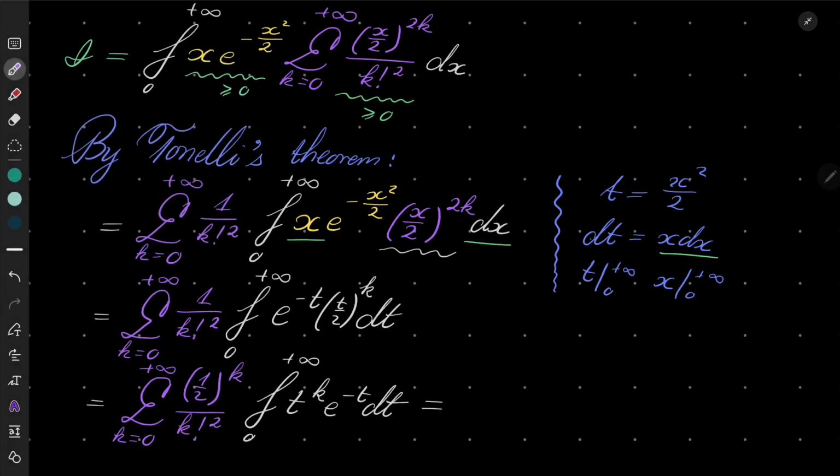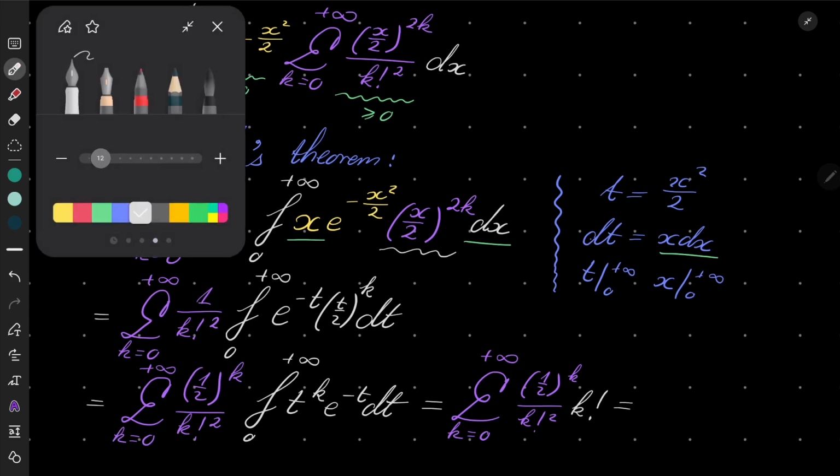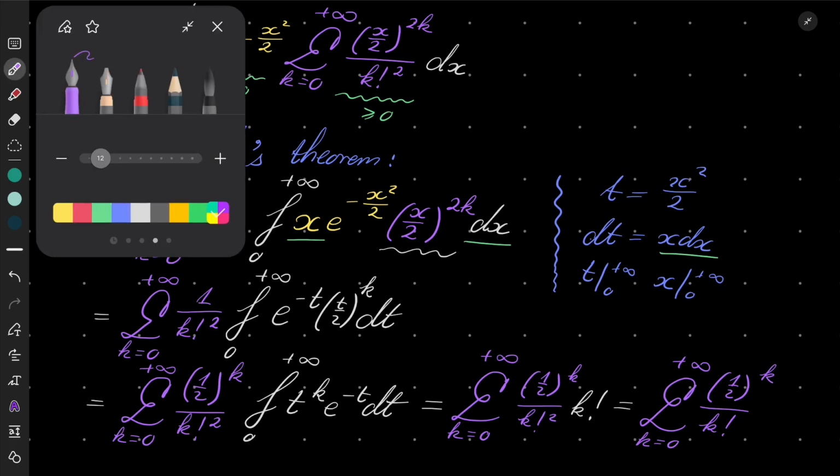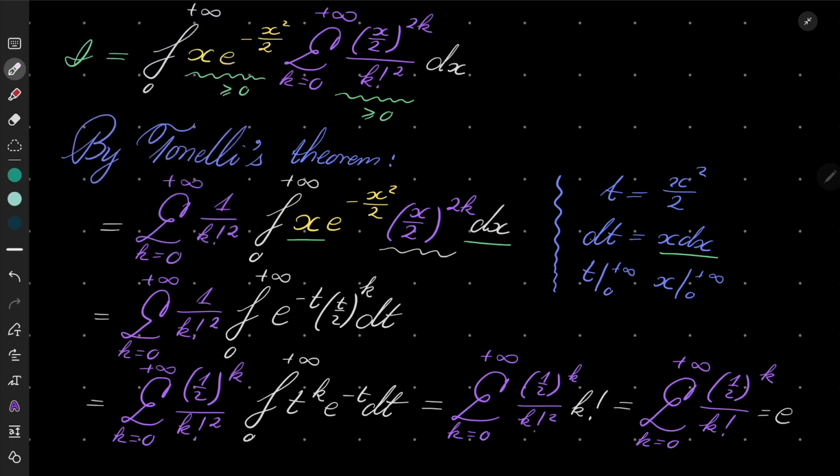It can be simplified. It's a well-known result about Euler's gamma function that this is exactly k factorial. And now we have k factorial squared in the denominator, k factorial in the numerator. So it becomes just a series going from k equals 0 to infinity, (1/2)^k over k factorial. And once again, what is it? Well, it's just the Taylor expansion of exponential function of argument 1/2. So it's e to the power 1/2.